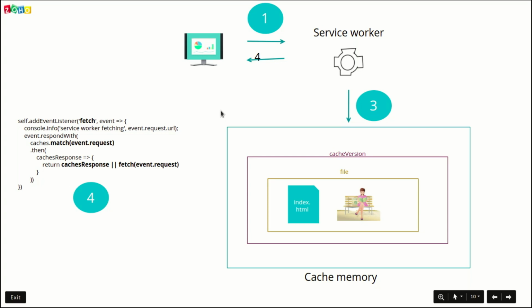As you can see, I highlighted event.request. This is the client request, and the service worker returns the cache response or the server response. Here the service worker first checks the cache memory, then goes to the server. So this is called the cache first strategy. Now the service worker sends this file. In this scenario you don't need any internet connection. The service worker doesn't talk to the server.